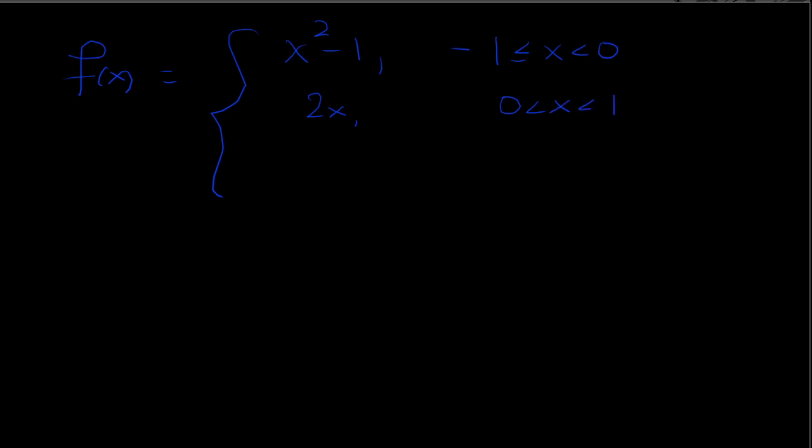Now let's look at a piecewise function. We have x squared minus 1 if x is between -1 and 0, and 2x if x is between 0 and 1. 1 if x is equal to 1. Negative 2x plus 4 if x is between 1 and 2. And 0 if x is between 2 and 3.